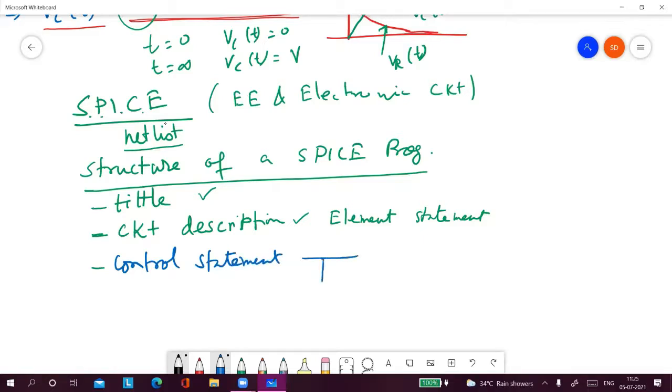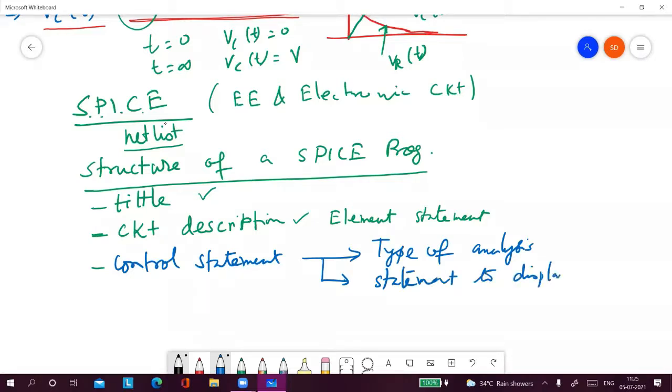Here control statements are of two types. Here I have to mention the type of analysis, and also the statement to display data or display graph, or plot you can say. And then you have the dot end statement. Dot end statement means the end of the program.